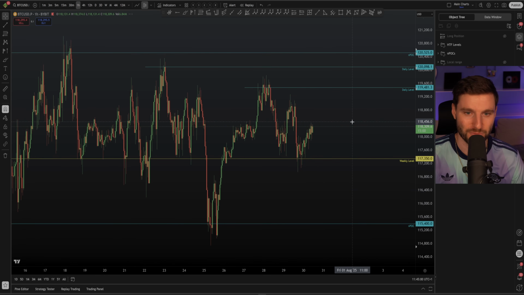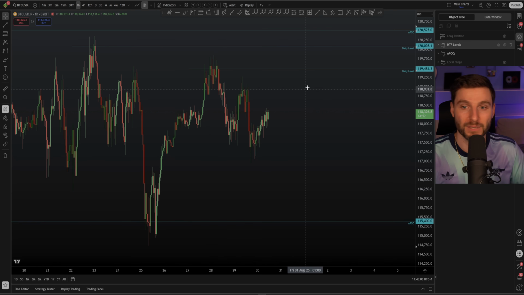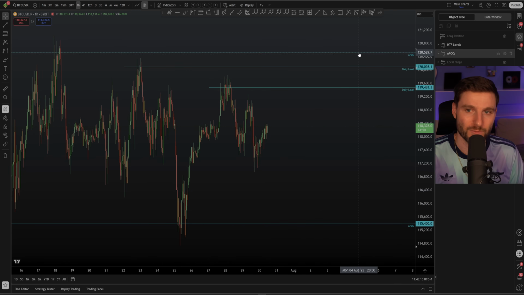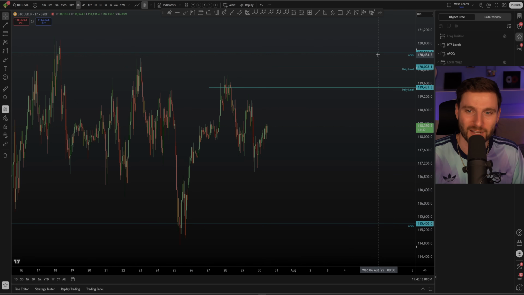The bigger levels, let's say for me. Okay, yesterday, by the way, we also had that weekly 117,350. This is now tapped, so I will remove that. But just so you can understand, the bigger levels for me still sit around this 120,500, but it's testing. It's taken a long time to come and try and get up to these levels.